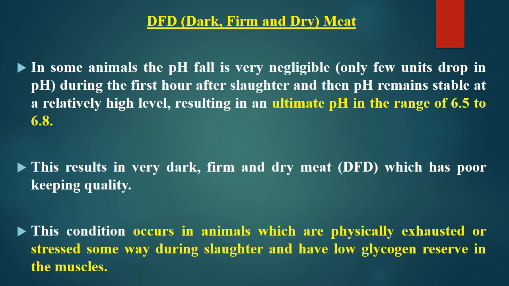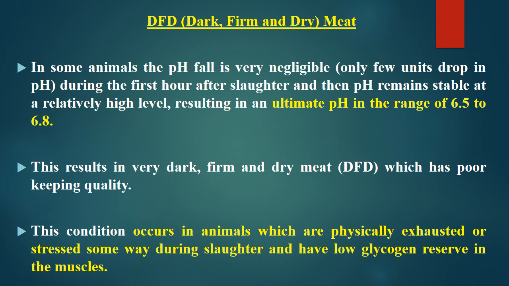Now we will see the first and common abnormality which happens more in beef, called dark cutting beef or dark, firm, dry meat. In some animals the pH fall is very negligible or very slow, only a few units during the first hour after slaughter, and then the pH remains stable at a relatively high level, resulting in an ultimate pH in the range of 6.5 to 6.8. That's a very high ultimate pH, leading to a condition called dark, firm and dry. Because of the high pH, such meat will have poor keeping quality.